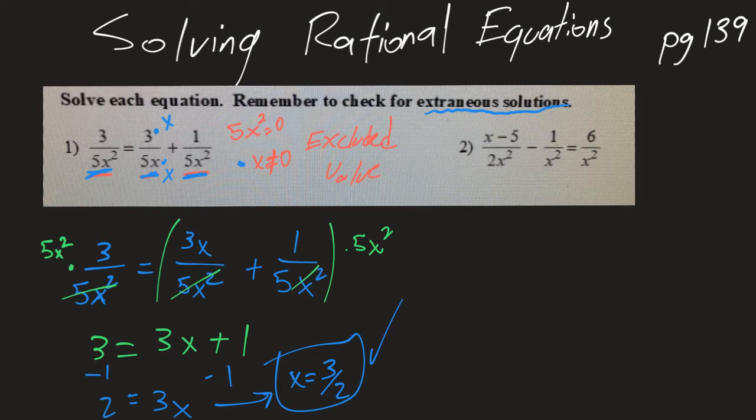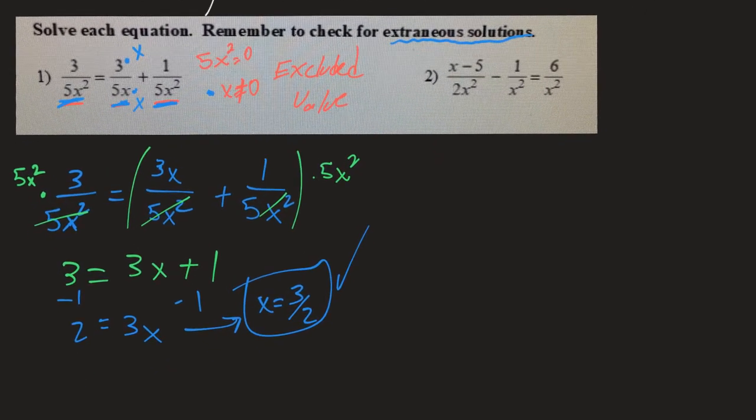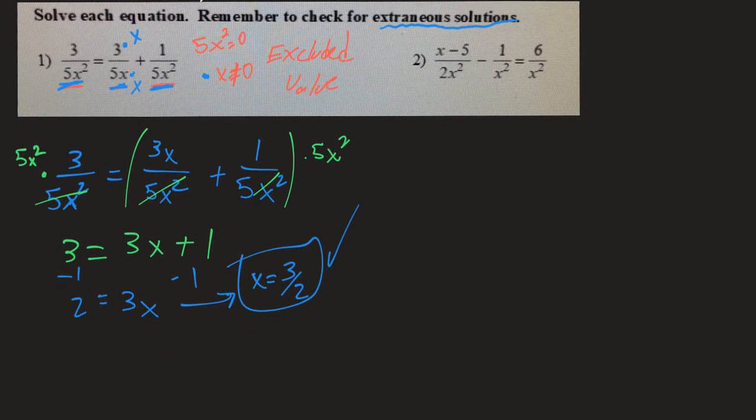All right, let's try one more of these. Very similar problem in number 2. Again, let's start by stating our excluded value. Excluded values and these extraneous solutions always come from the denominator.